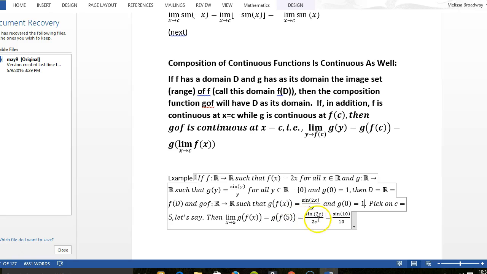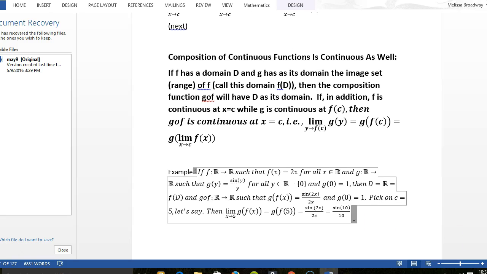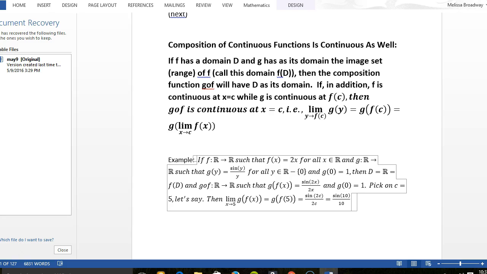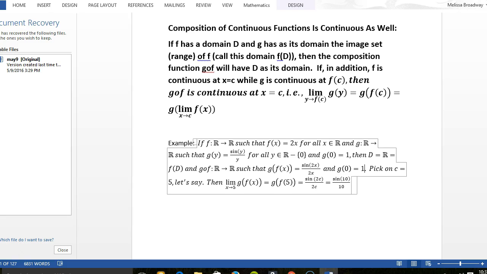So I get the sine of 2c over 2c, but c is 5, so that's just the sine of 10 over 10. Okay, and that's good. The composition of continuous functions is itself a continuous function.